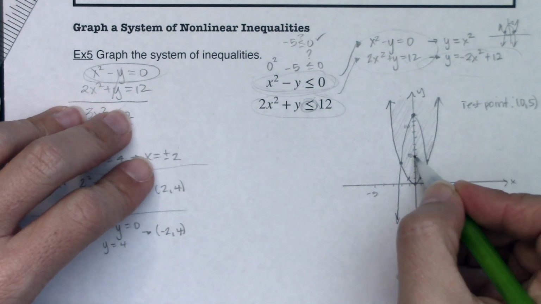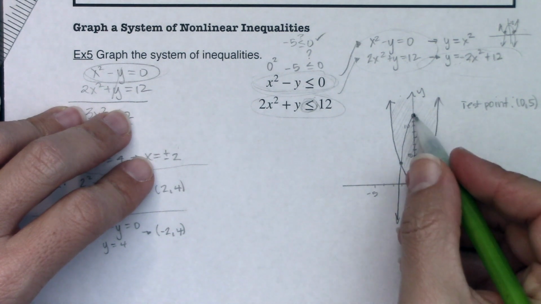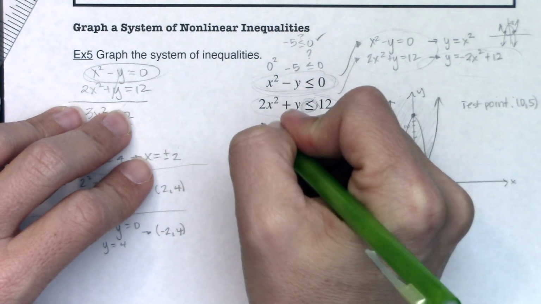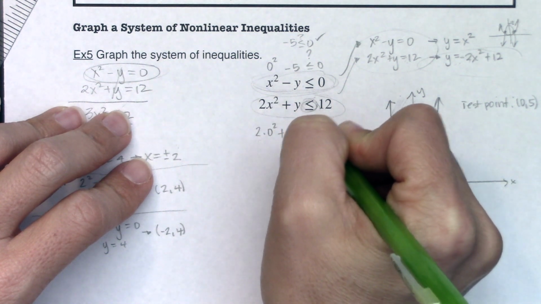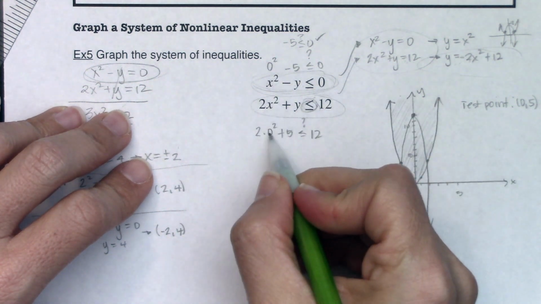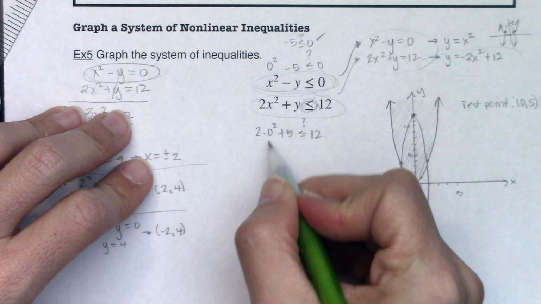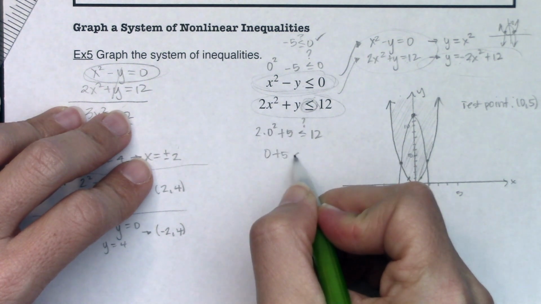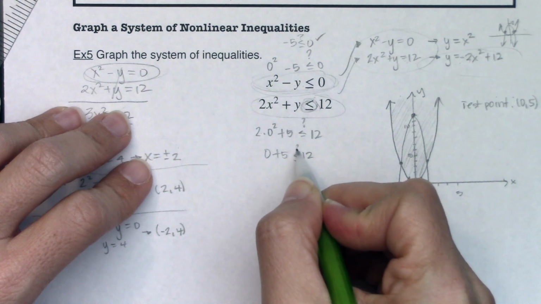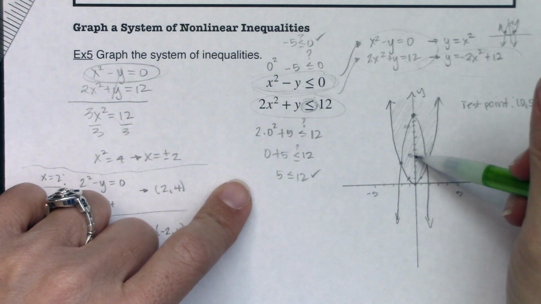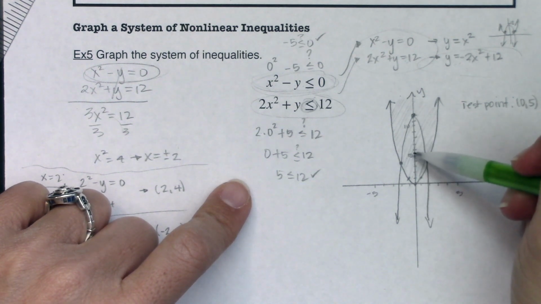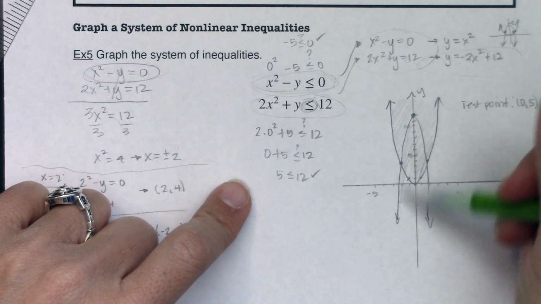I'm going to pick 0, 5 again because it's not on this upside down parabola either. So let's see, is 2 times 0 squared plus 5 less than or equal to 12? 0 squared is 0. 0 times 2 is 0. Is 0 plus 5 less than or equal to 12? Is 5 less than or equal to 12? It is. So I want to shade the side of this parabola containing this point. So I'm going to shade below.